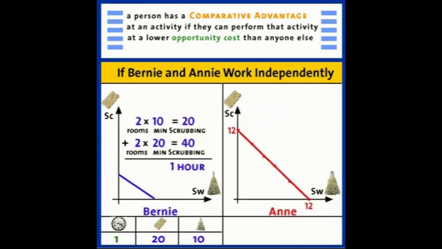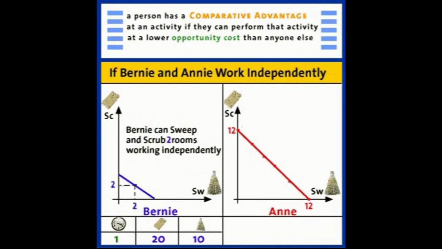If Ann works by herself and she sweeps 6 rooms, that's going to take her 6 times 5 minutes each is 30 minutes, leaving her half an hour for scrubbing. Since it takes her 5 minutes to scrub a room, she can also scrub the 6 rooms. So Ann working by herself is going to be able to sweep 6 rooms and scrub 6 rooms.